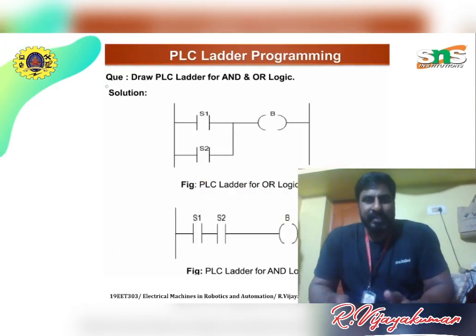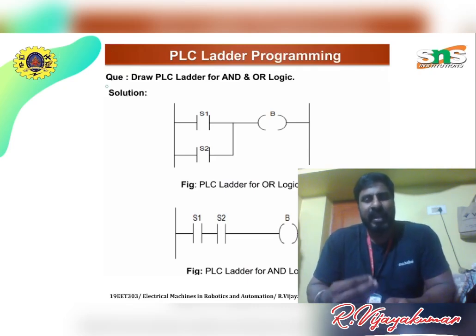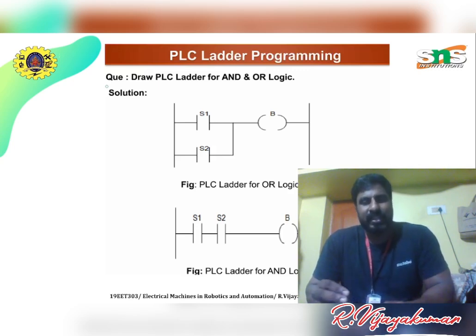Now PLC ladder programming, for example OR logic. OR logic means that either switch 1 or switch 2 is high. If any one of the switches is high, the output should be high. That is the OR logic. In this OR logic diagram with ladder programming, we are sensing switches S1 and S2 connected in parallel, and the output is connected to one common bulb or output, whatever it may be.